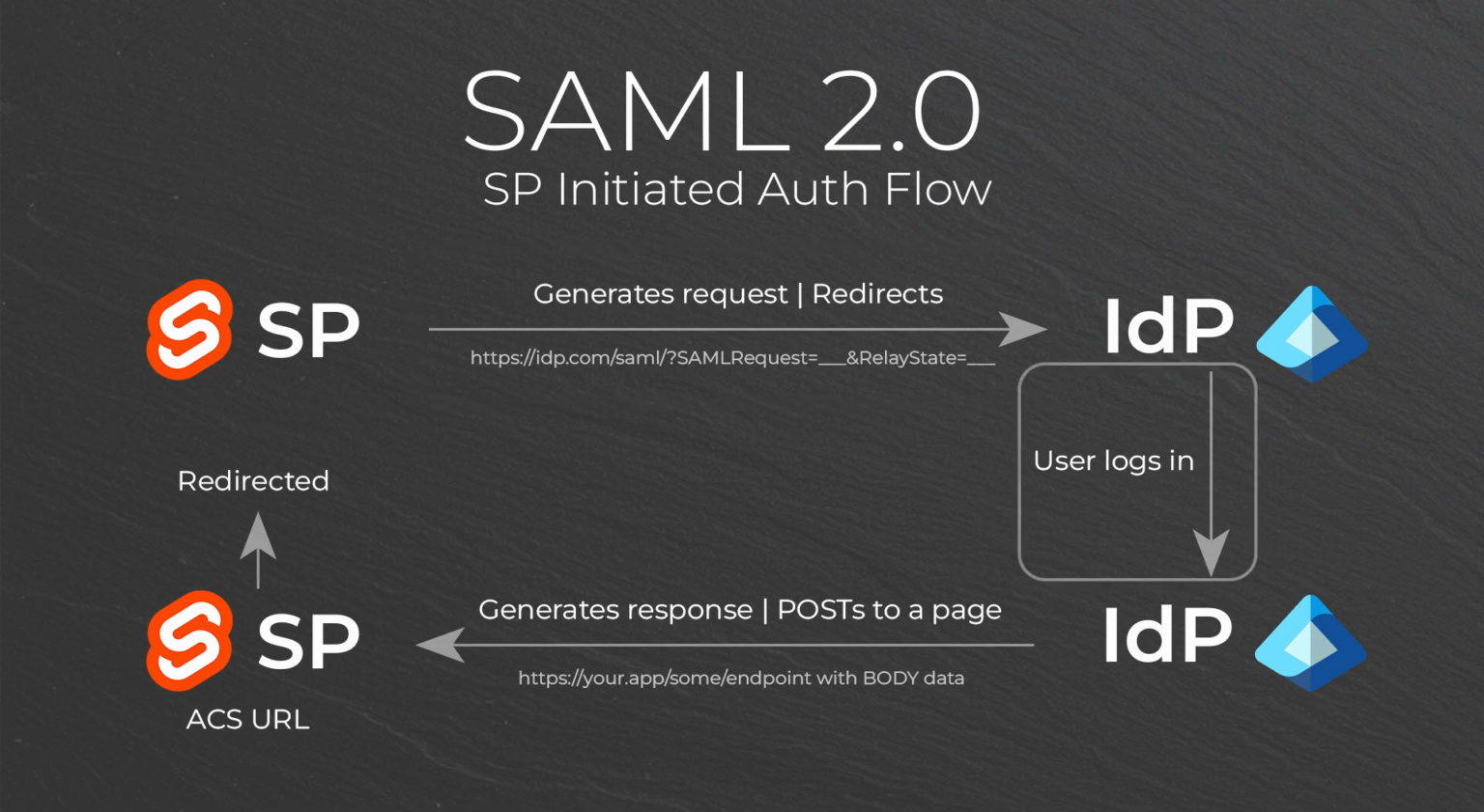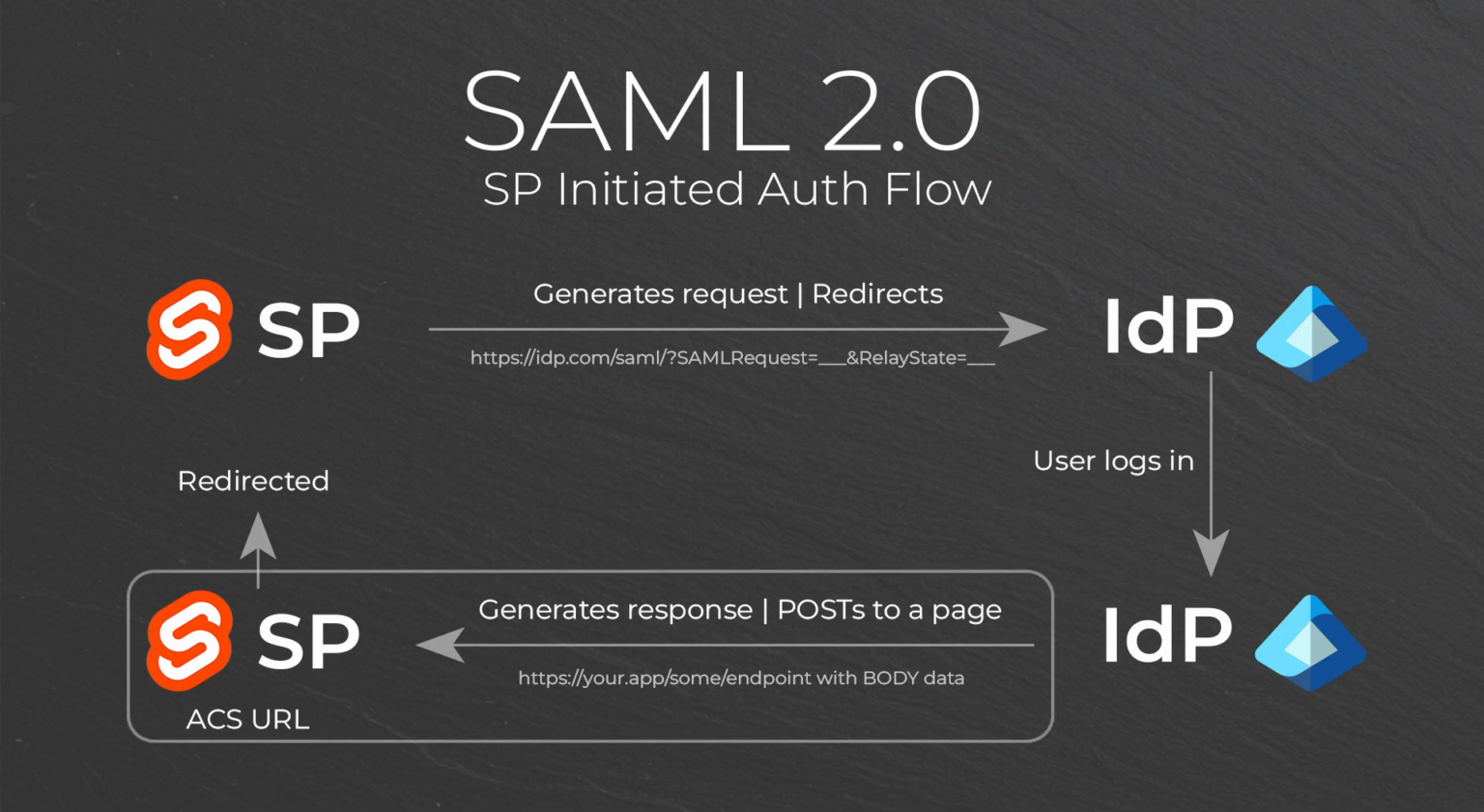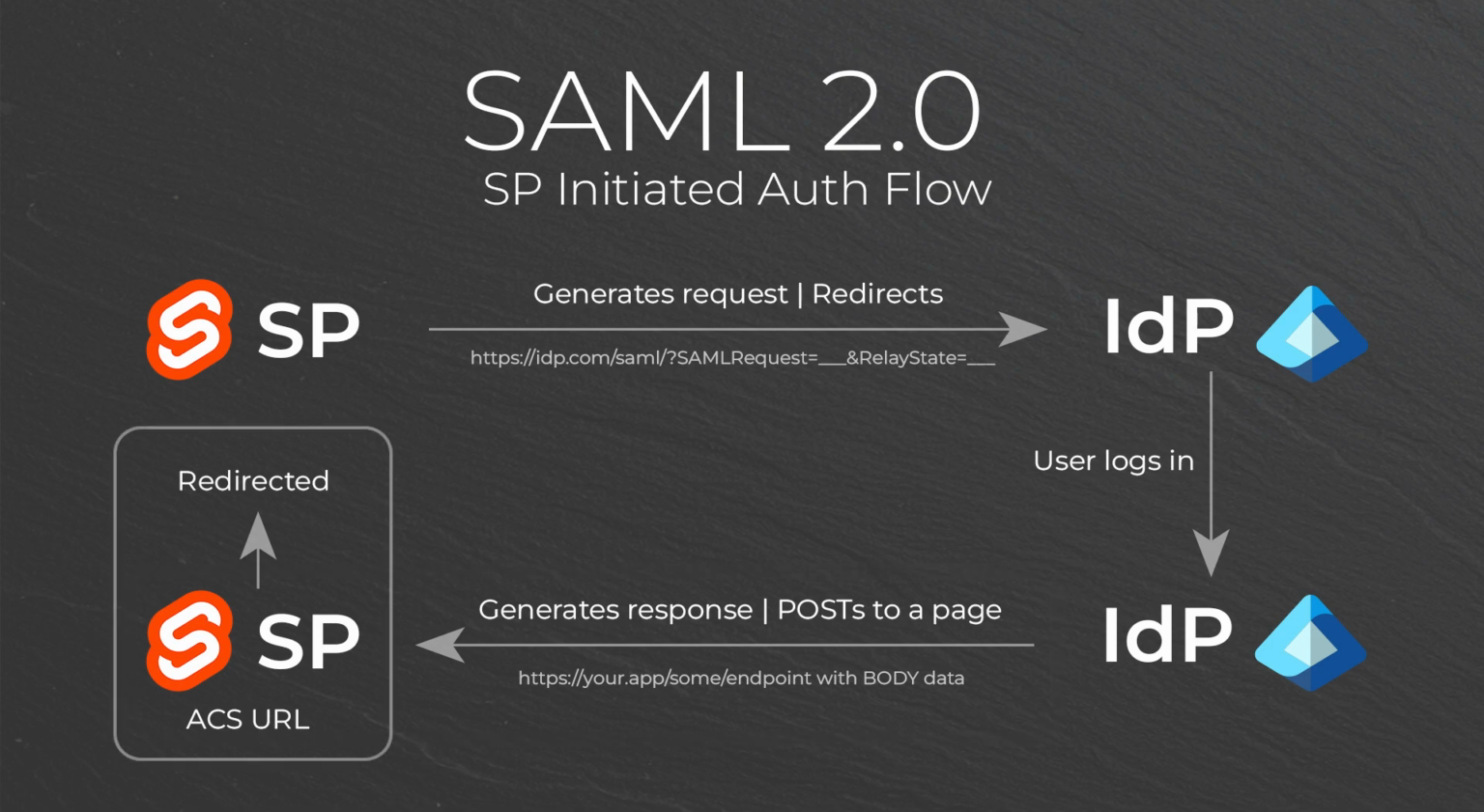The user logs into the IDP and is sent back to a URL you specify, usually called the reply URL or assertion consumer service URL. That endpoint's code needs to read a response in the body of a post request and extract the user's info from it. Then they are sent to the relay state URL after you save their session somehow. So let's see how this all works.